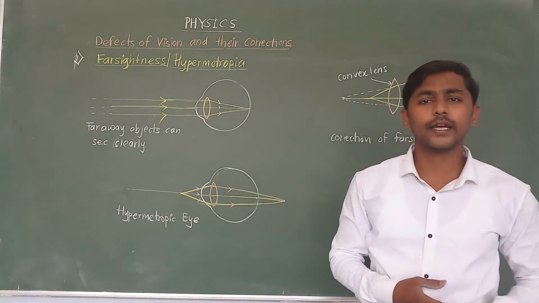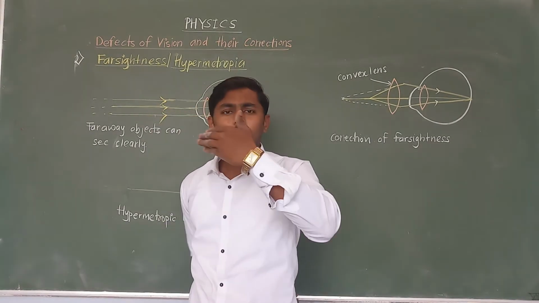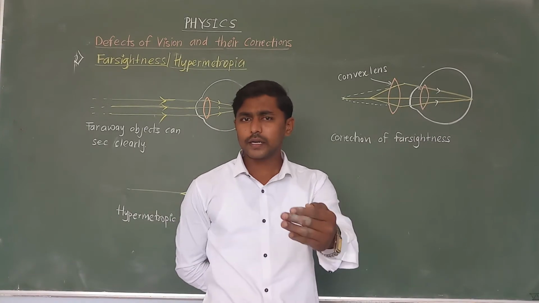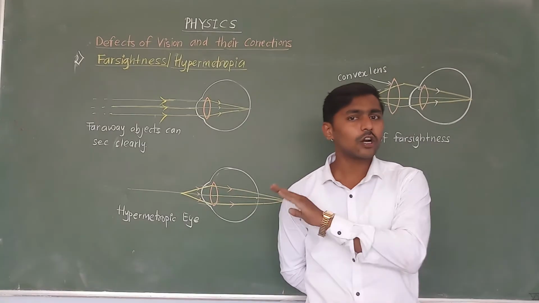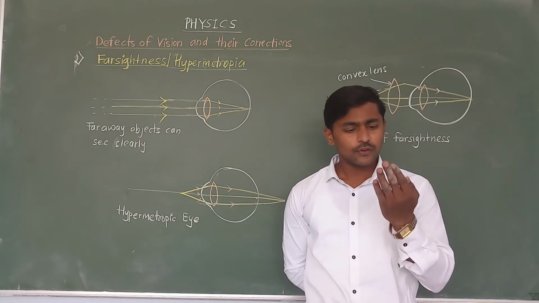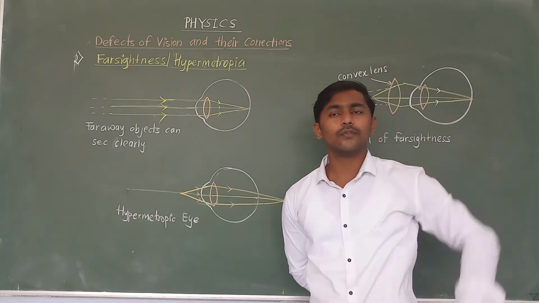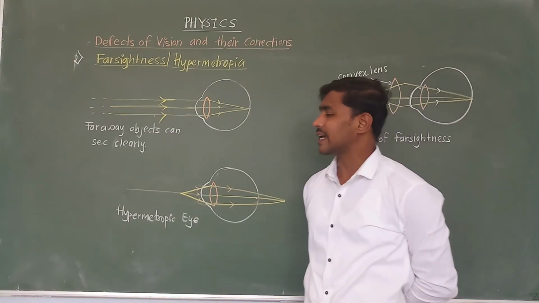Now the second is farsightedness. What about farsightedness? In farsightedness, the objects which are at a distance can be seen clearly, but the objects which are very close to our eye cannot be seen clearly. Meaning if you are reading a book, you will get in trouble, but whenever you are seeing a far distant object, you can see clearly. This is called farsightedness.